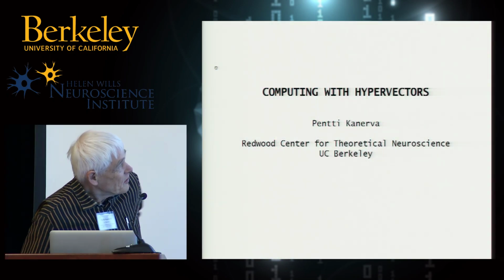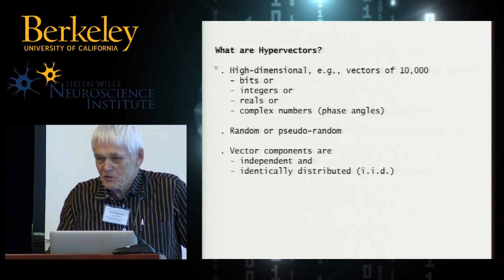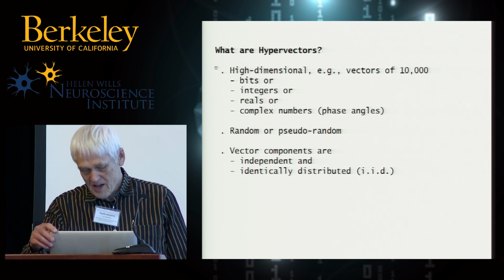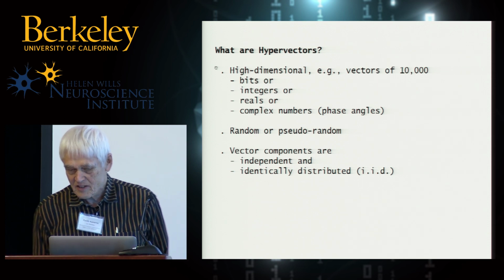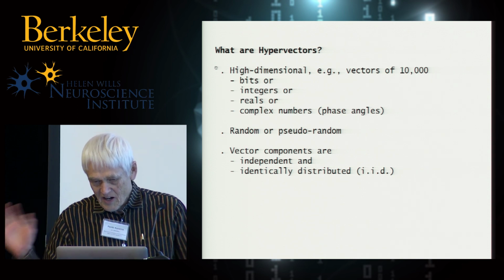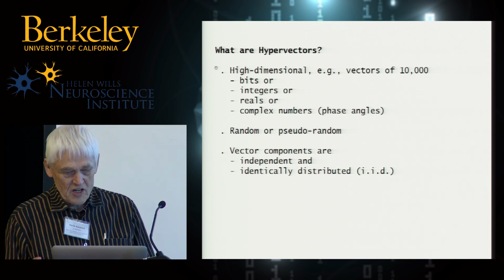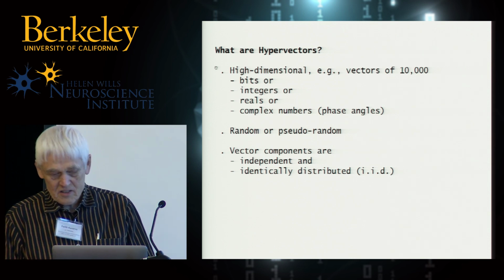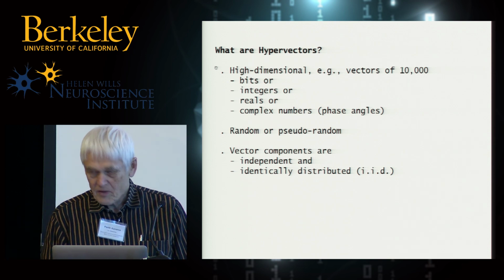My talk is about computing with hypervectors, and as an introduction, you want to know what I mean by hypervectors. They are high dimensional, something like 10,000 dimensional, and the important thing is that they are this large number, like 10,000, and they can be bits. These vectors can be vectors of integers, or of reals, or complex numbers. The dimensionality is the important thing. The nature of the dimensions, there's a lot of choice in there.